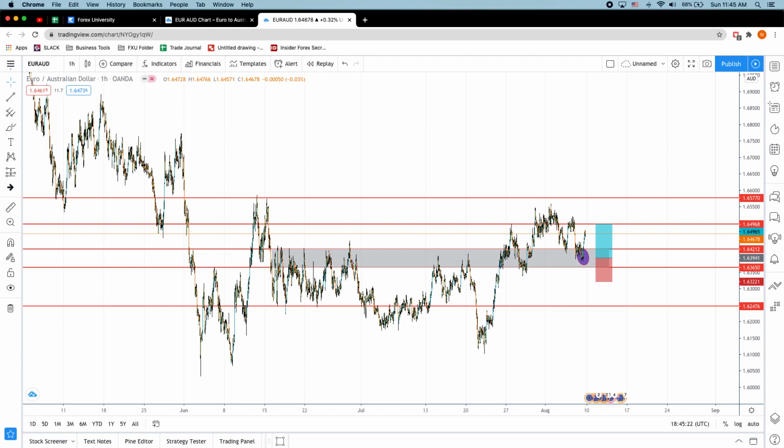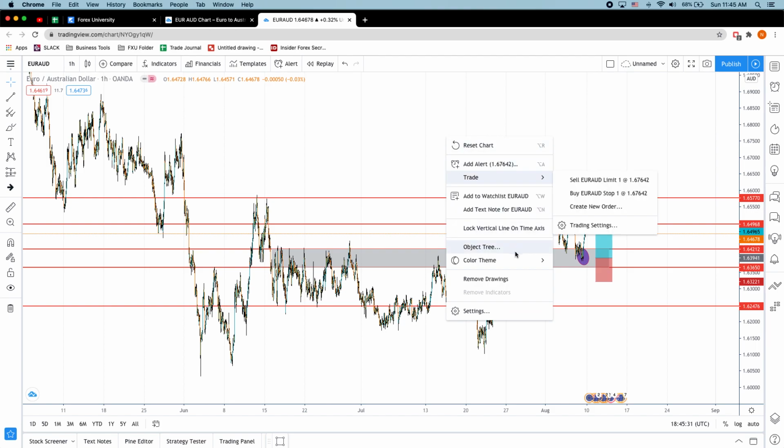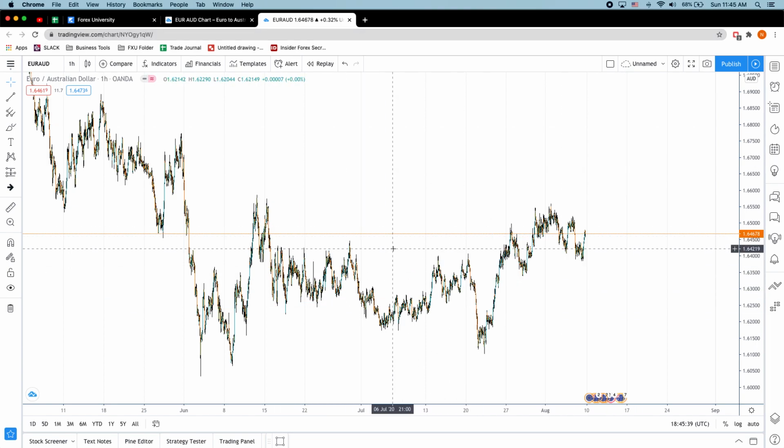Right now we have Euro Aussie on the chart on the 1 hour time frame. So we're just gonna start from scratch and I'm gonna get rid of all my drawings and everything. For anybody who doesn't use TradingView, TradingView.com is what I use to mark up my charts. So I'm going to go ahead and remove all the drawings.